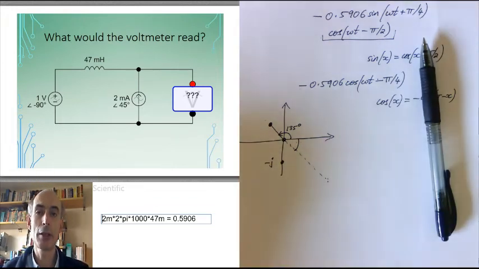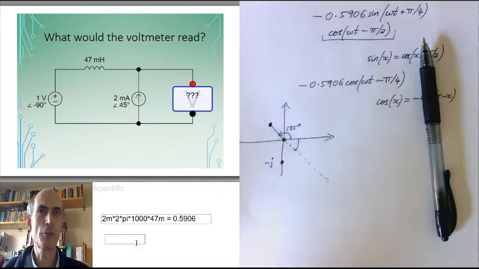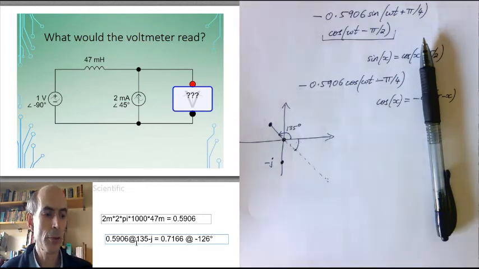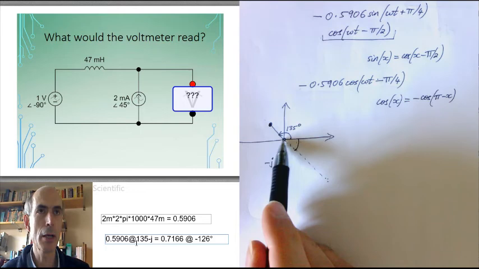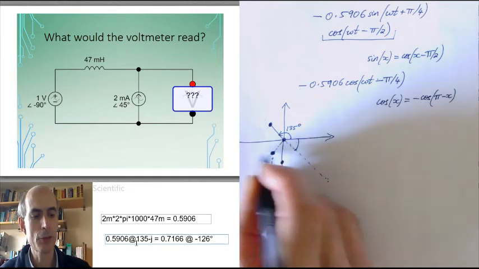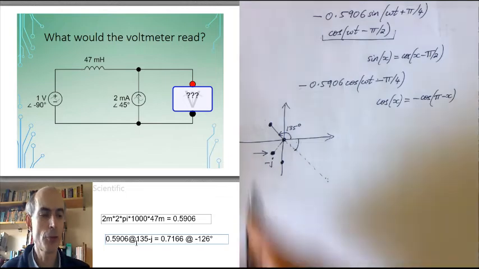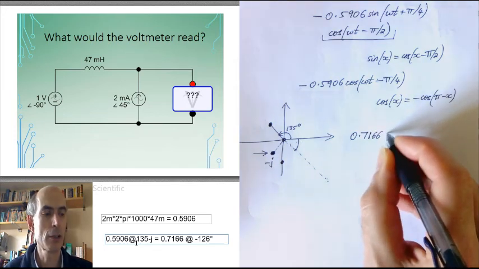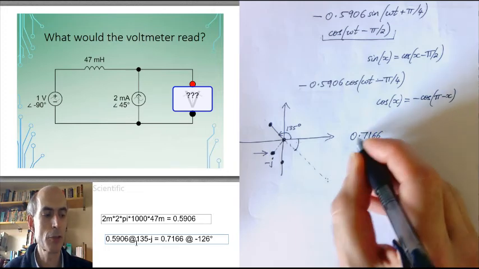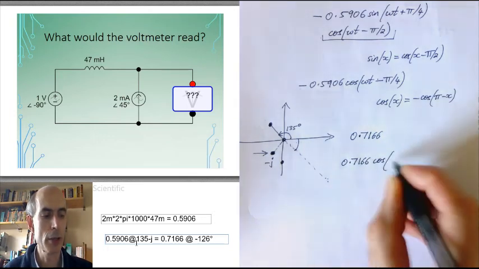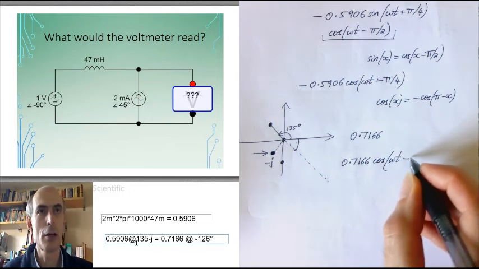So, if you have a calculator that's good at doing complex numbers, you could type in something like this: 0.5906 at a phase angle of 135 degrees minus j. And the answer is 0.7166 at a phase angle of minus 126 degrees, which is going to be down in this direction somewhere, about there. That's going to be the phasor representing our answer. So our prediction is that the phasor representing our answer is 0.7166 at a phase angle of minus 126 degrees. So we would expect that the voltmeter would be receiving a signal of 0.7166 volts cosine omega t minus 126 degrees.